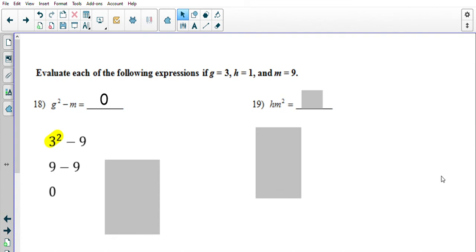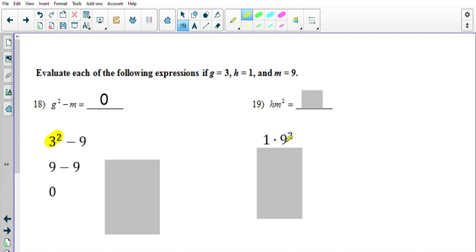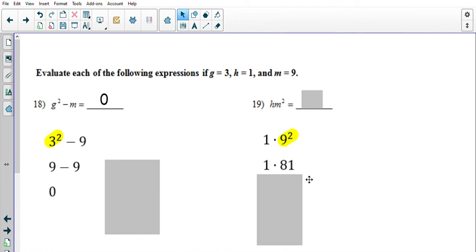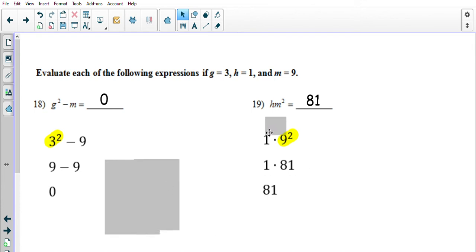Number 19, hm squared. That's h times m squared. Replace h with 1. Replace m with 9. Do that exponent here. 9 to the 2nd power is not 18, it's 81. Flip those digits around. 9 times 9 is 81. Do 1 times 81. Final answer is 81.